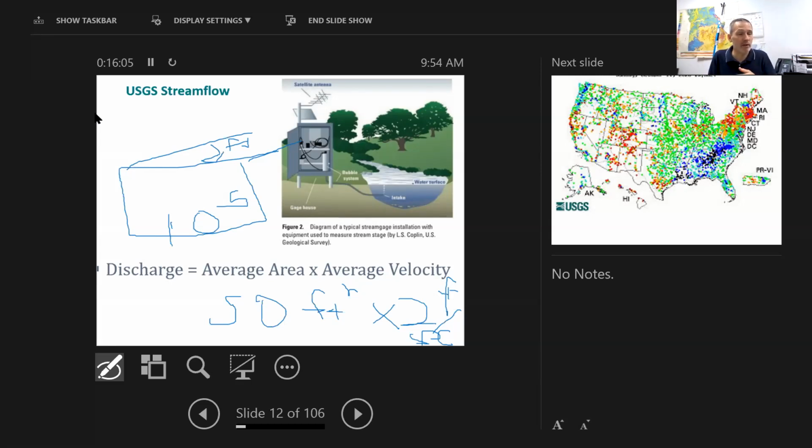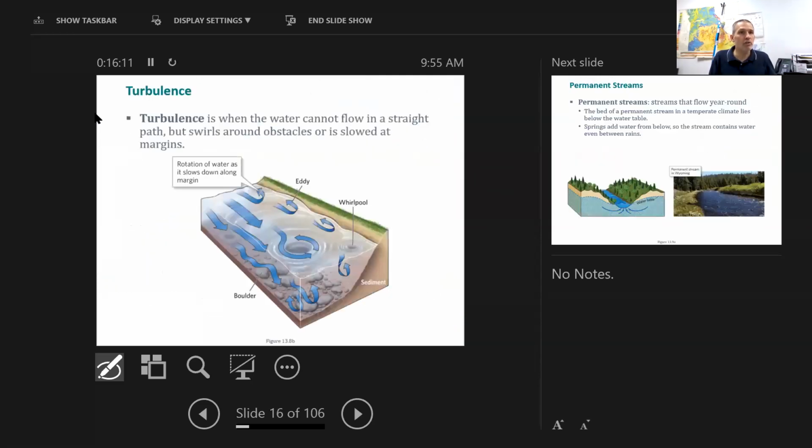And we can mathematically calculate what that would be if we knew those actual precise measurements. As a result of water speeding up and slowing down, you can introduce something called turbulence. When water can't flow in a straight path, it's going to have to get slowed in some areas and sped up in others. And so this is going to create something called turbulence.